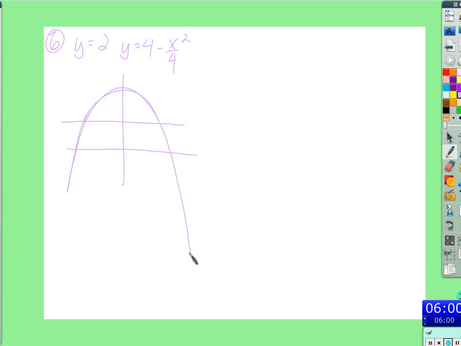This parabola, 4 minus x squared over 4, that's what this is. And then y equals 2, that's this guy right here. And the area between is that. We're going to rotate it around the x-axis again. Alright. So now this is a little harder to imagine as one of those decorations, because the axis of rotation isn't touching an edge of the shape. Imagine this shape gets rotated around the x-axis.